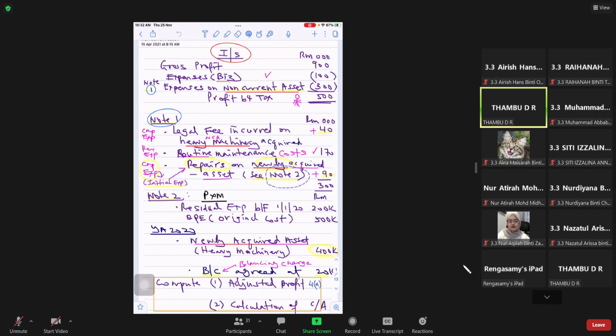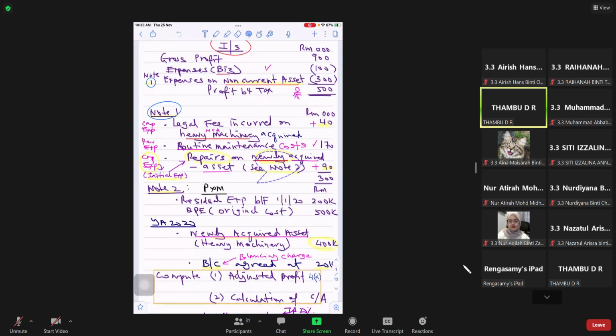Dia kata tengok nota 2. Nota 2, tahun 2020 kita beli satu machine, heavy machine. Atas angka ini kita belanja repair. Newly acquired asset ini. Newly kita beli, kemudian kita belanja. Ini belanja kita campur sini lah. So jadi 490. Once you add the new belanja to the new machine, and new machine you can claim capital allowances.